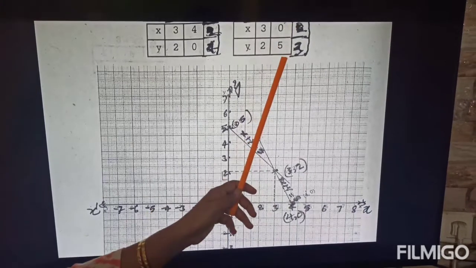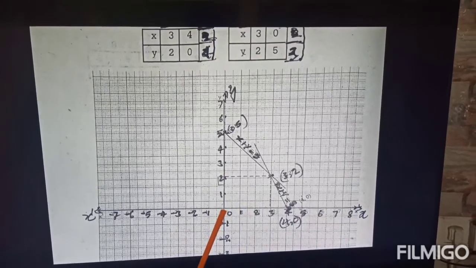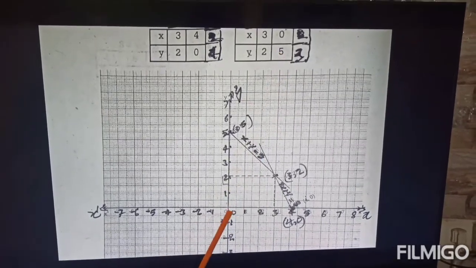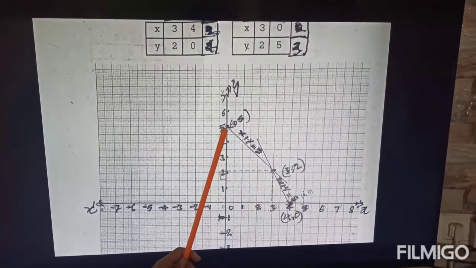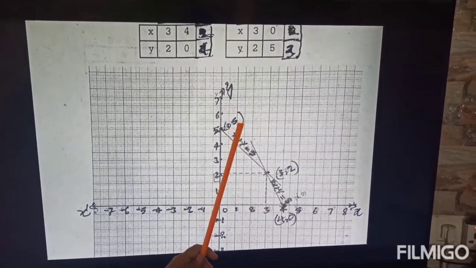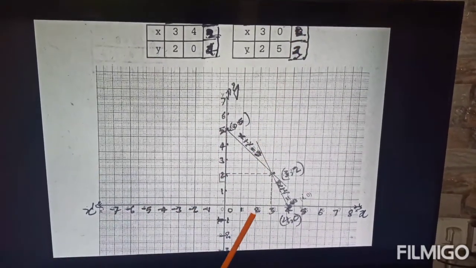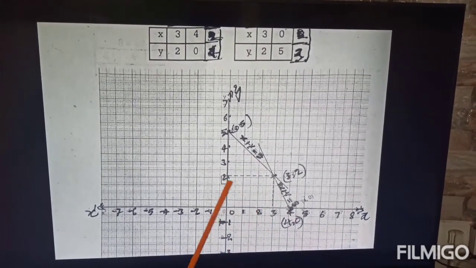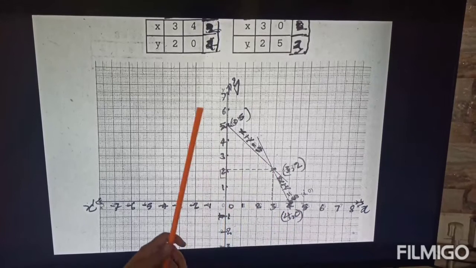Okay. Next is 0, 5. 0 on the x-axis means this only. Then y is 5. Mark 5 on the y-axis. This is the point for 0, 5. Okay. Then the last one is 2, 3. 2 on x-axis, 3 on y-axis. This is the point. Then all the 3 points, 1, 2 and 3.